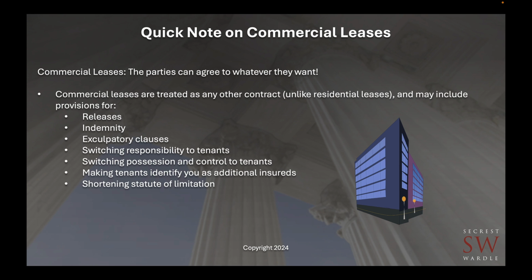And lastly, when it comes to commercial leases, you can do whatever you want. You can put pretty much whatever you want in a lease, including language governing who will be liable, who's going to indemnify or defend in the event of a loss, who has possession and control, who's responsible for what, and also you can ask that the landlord be identified as an additional insured under the tenant's policy in the event of a loss or a claim arising out of or sounding in premises liability.